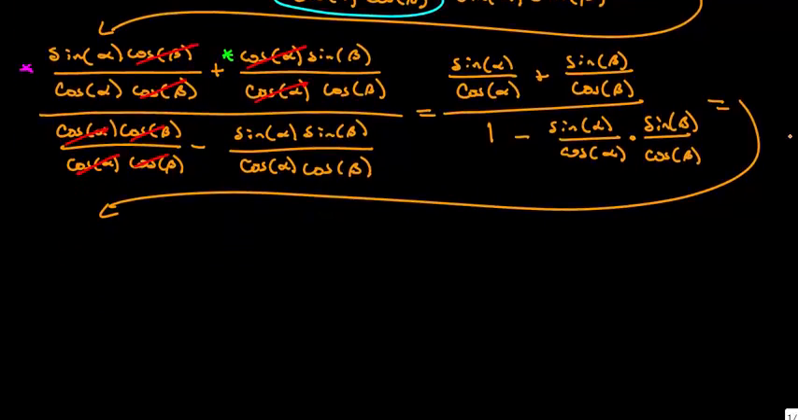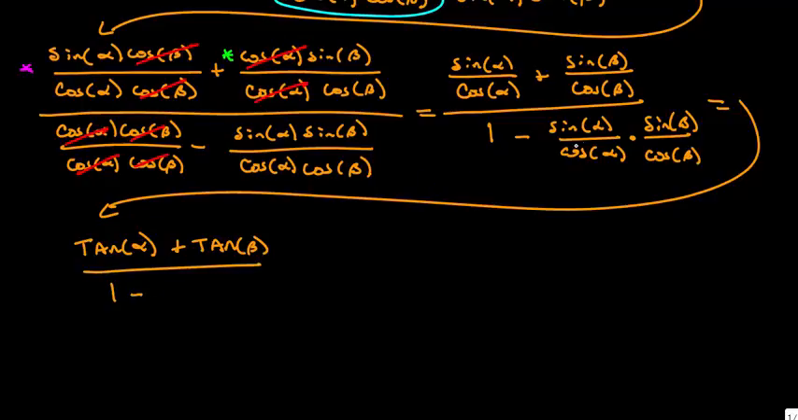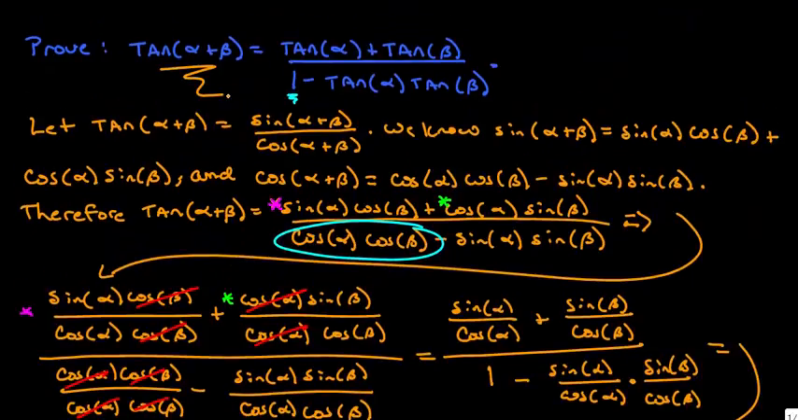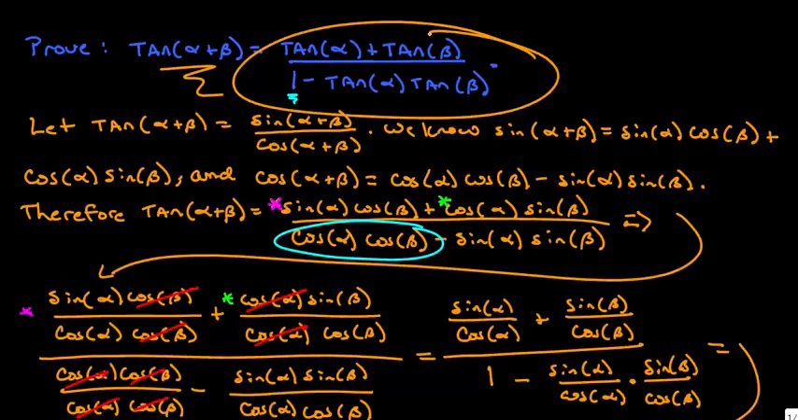So what's left? Sine alpha over cosine alpha is tangent alpha. Sine beta over cosine beta is tangent beta. 1 minus sine alpha over cosine alpha is tangent alpha. Sine beta over cosine beta is tangent beta. So what we've now proven is that this is equal to the tangent of alpha plus beta, which is what we were originally trying to prove that it was equal to.